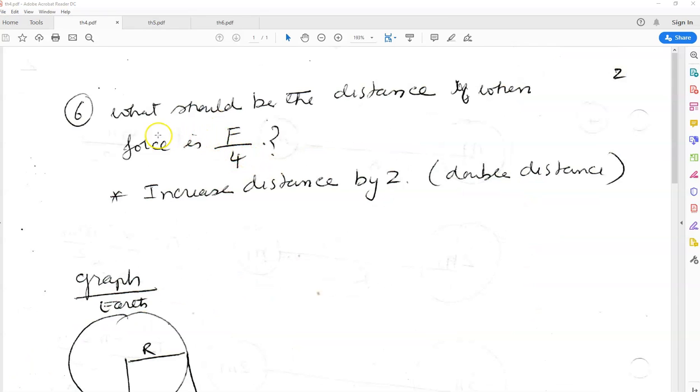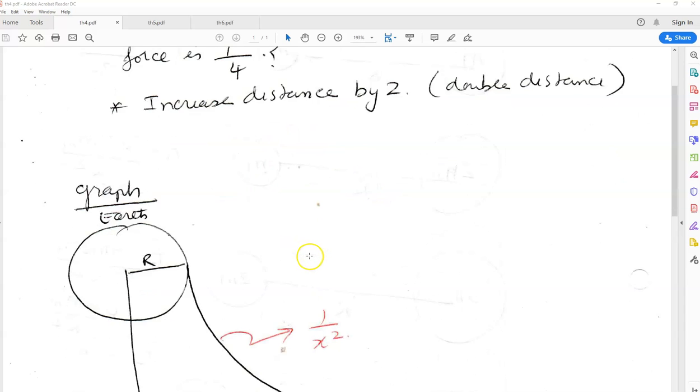Again, questions like this could be asked in the exam. What should be the distance when the force is F/4? Here it says the force has been reduced by 4. Obviously the distance must have increased by 2, because you know that the force is inversely proportional to 1/distance squared. So when the distance doubles, the force will reduce by 4.